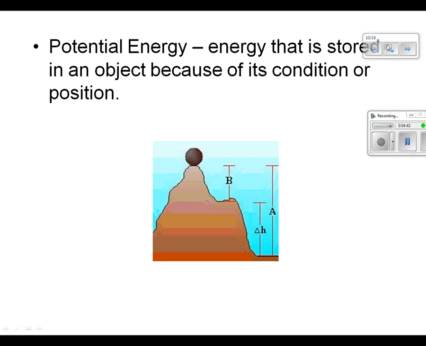Okay, so potential energy is energy that is stored in an object because of its condition or position. Most people think of position raised up in the air, but it could be its condition, right? You take a rubber band. I think I actually have one.